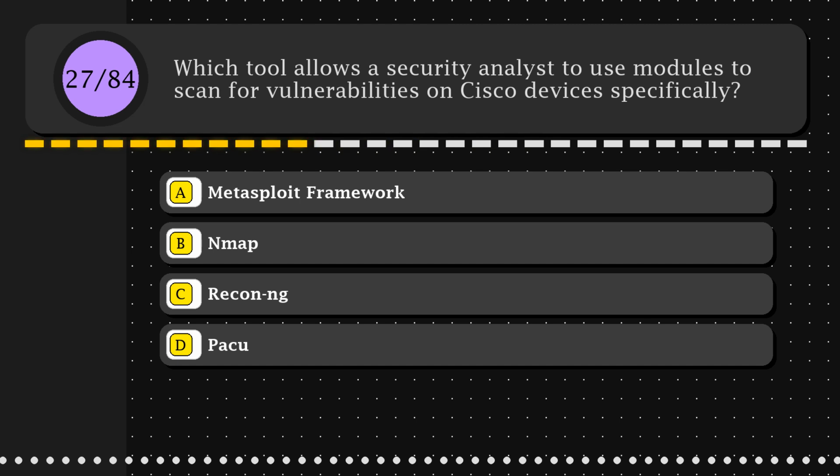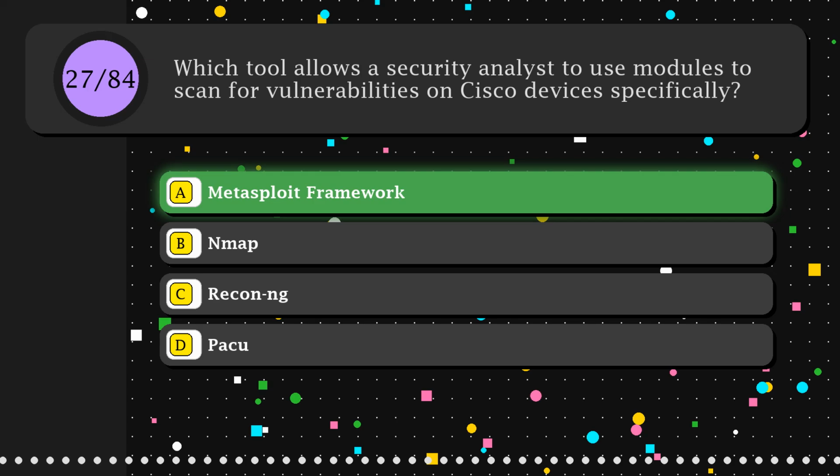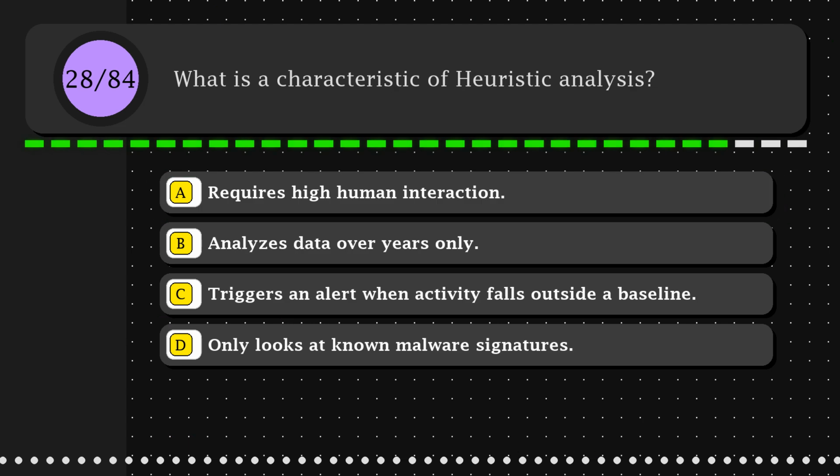Option A, Metasploit Framework. Option B, Nmap. Option C, Recon-ng. Option D, PACU. The correct answer is option A, Metasploit Framework. The Metasploit Framework includes an extensive library of auxiliary modules designed for vulnerability scanning and exploitation across various vendors, including Cisco. Question 28. What is a characteristic of heuristic analysis?